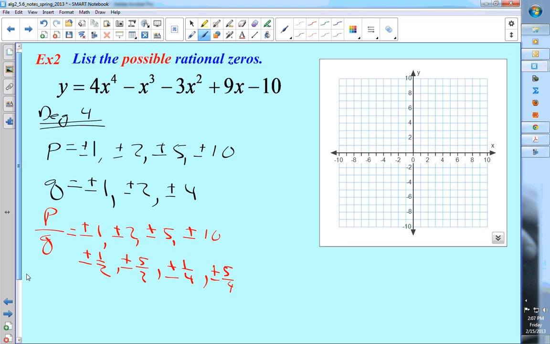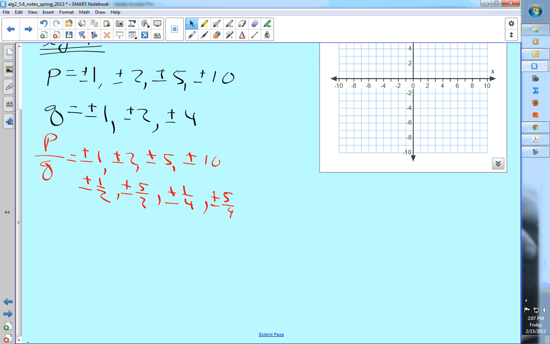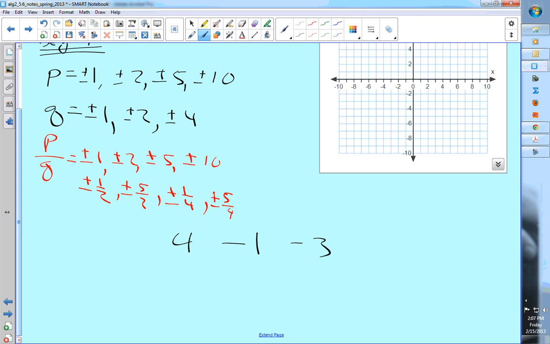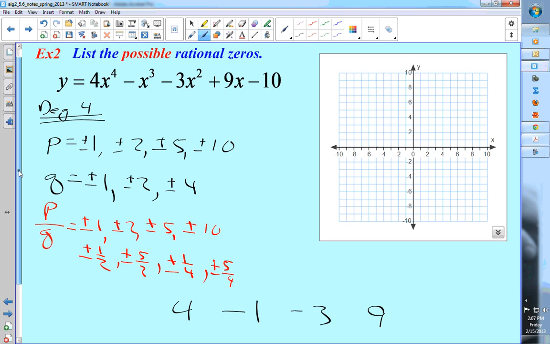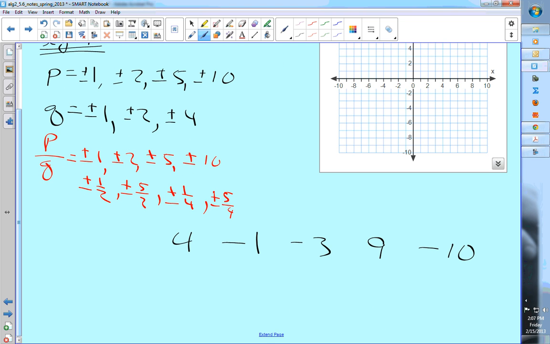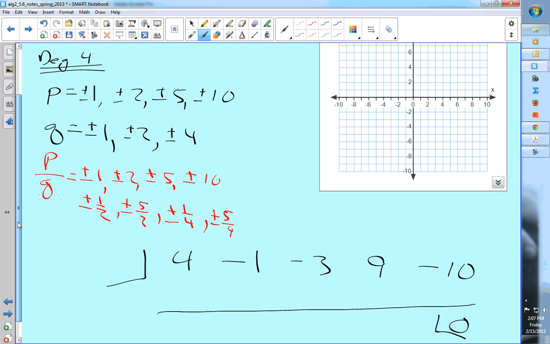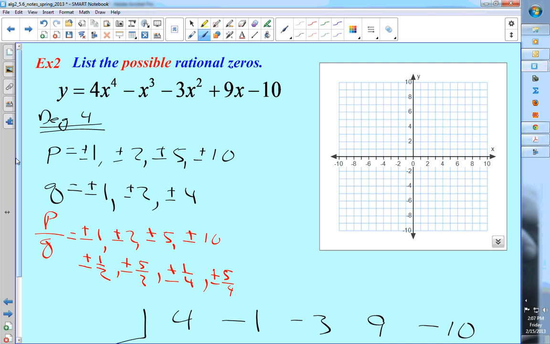All right, so let's take a look. We have 4, -1, -3, 9, and -10. And we're shooting to get ourselves a 0. Okay? Is everybody with me at this point? If you're not, this is a really good time to stop and redo it. I don't have any problem going back. I want to make sure you guys are nails with this, because if you get this, the rest of the chapter falls into place so nicely.